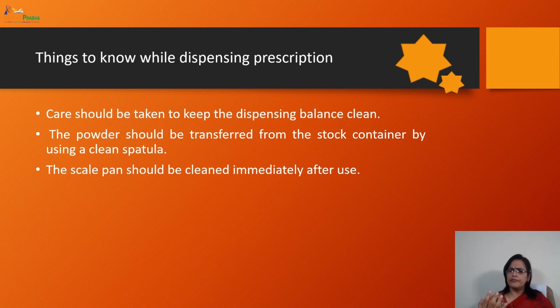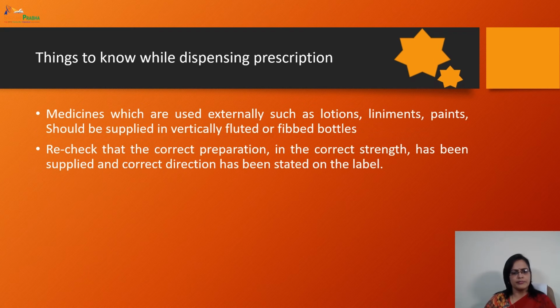And one more thing: while pouring and measuring the liquid ingredient, keep the label upward in order to prevent surplus running down the bottle and staining the label. So care should be taken for these things. And medicines which are used externally, such as lotion, liniment, and paint, should be supplied in a vertically fluted ribbed bottle in order to distinguish them by touch.